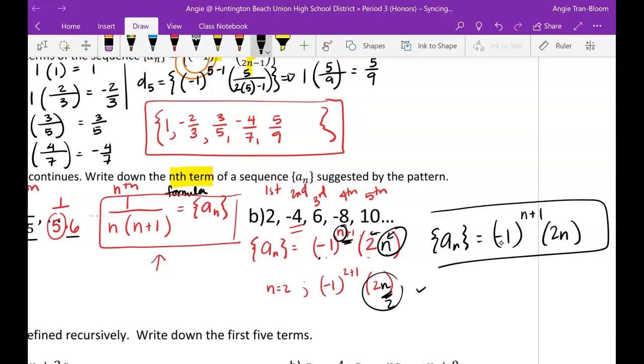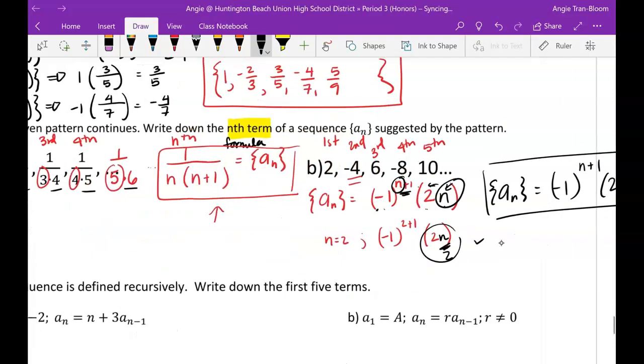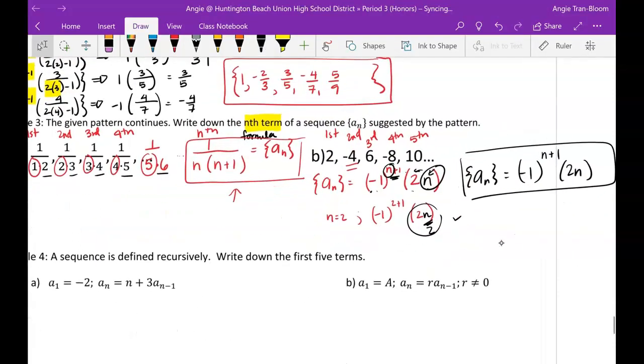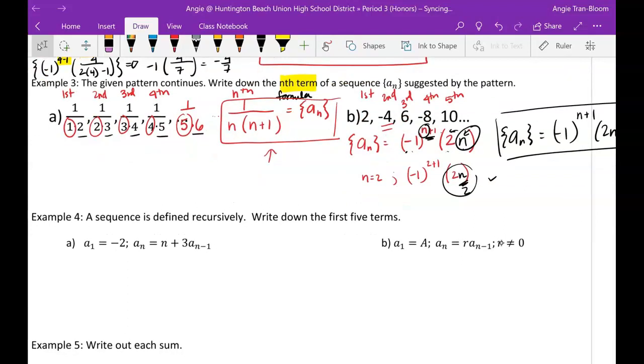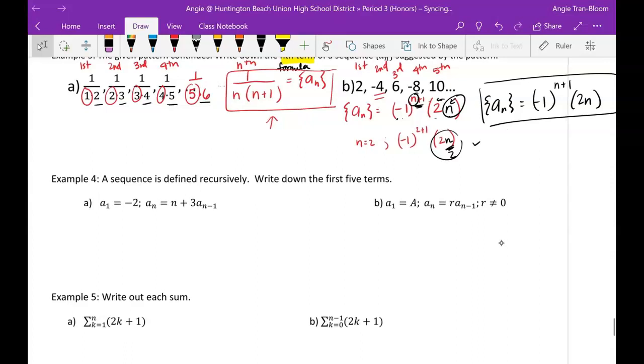Now, is this the only answer? No, okay? You can totally come up with something else, and then I can verify that, and then it might work, okay? All right, next question is 4.